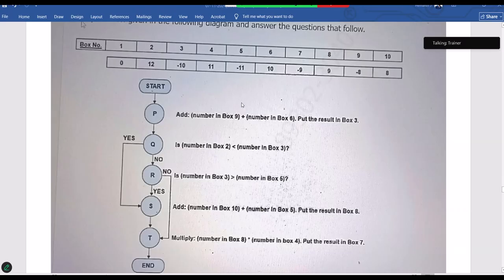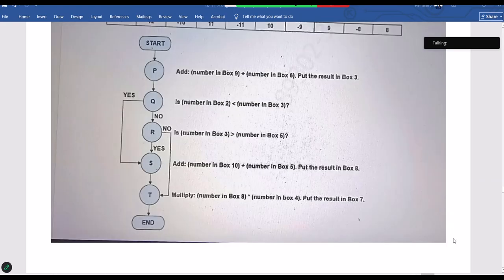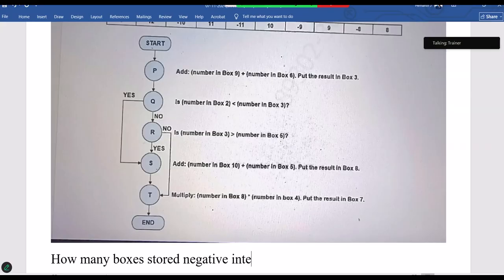Here the question is: how many boxes have negative integers at the end of the flowchart?